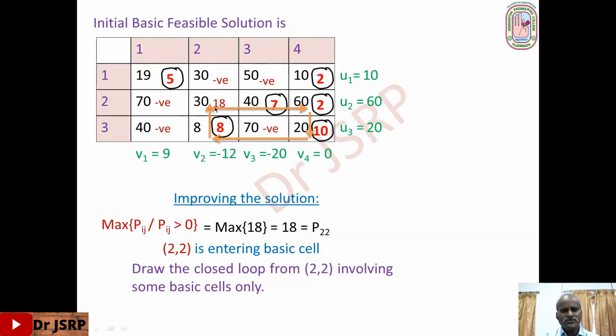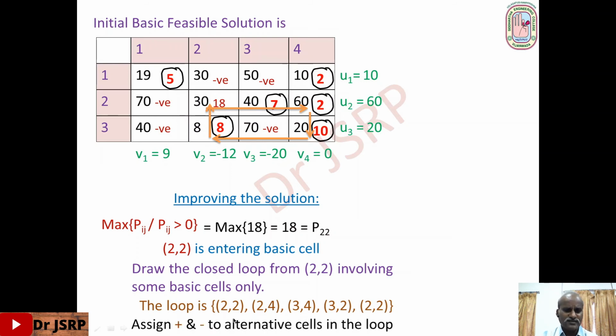And we have to join only basic cells. Okay. So such a loop is unique. Whether it is clockwise or anti-clockwise, either in this direction or in this direction, this loop is unique. We have to identify it. Right. So the loop starts at 2,2, then 2,4, then 3,4, 3,2, and back to 2,2. So this is the loop.